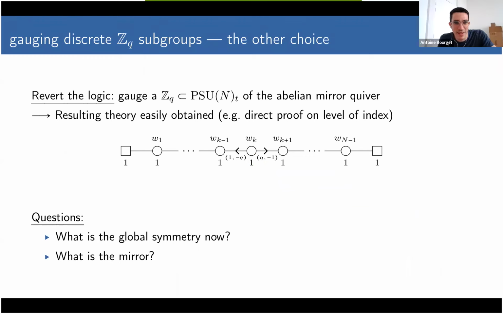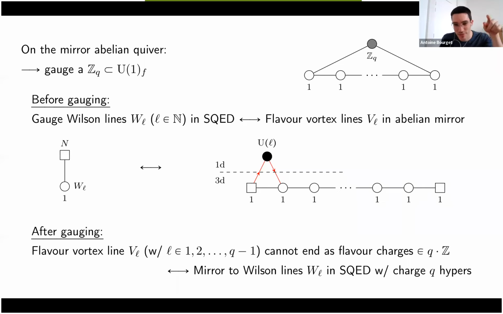Marcus? Yes. Can I just ask a question on the previous slide? Yeah. So here, after gauging, can you still draw the black dot attached to the ZQ? Like this is how you would draw it. So you would take the quiver above and then attach the U(1).